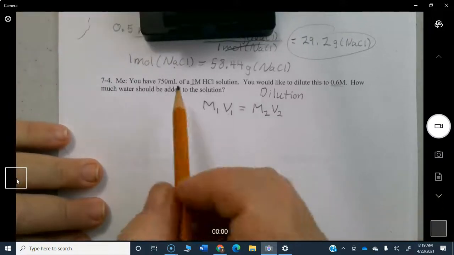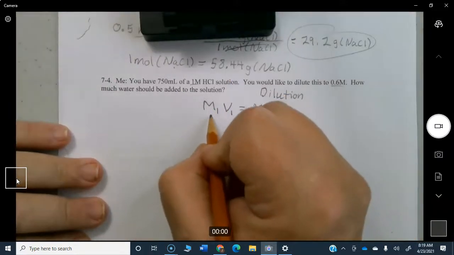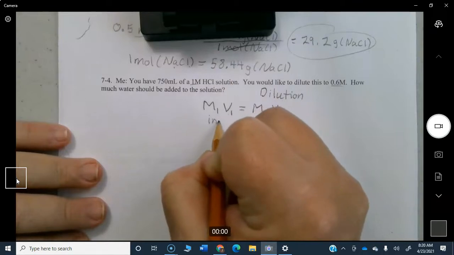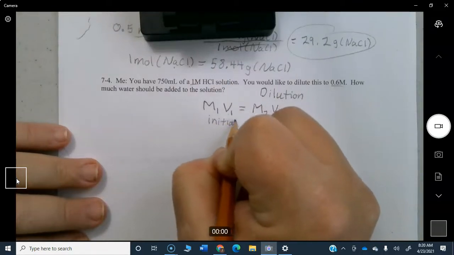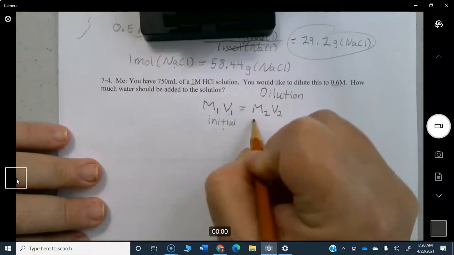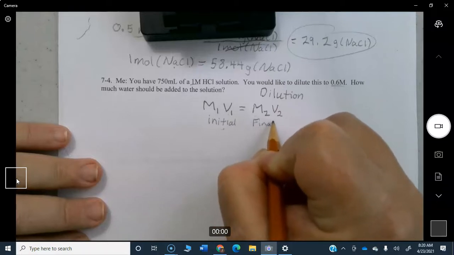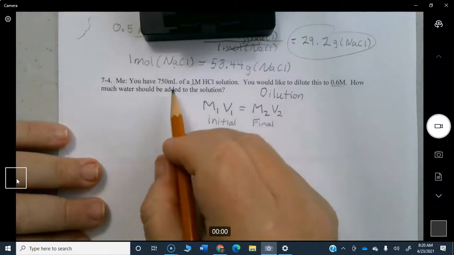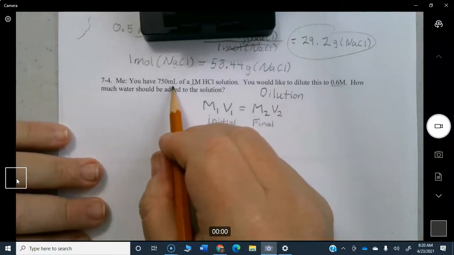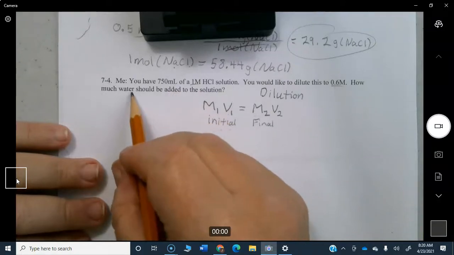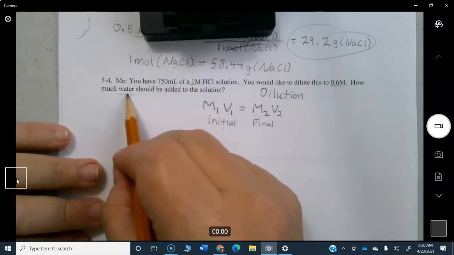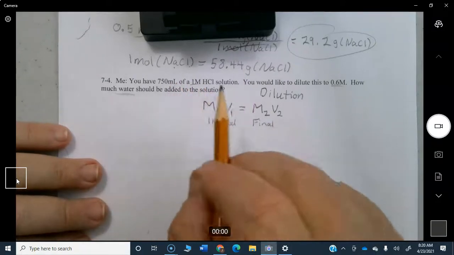It's pretty easy. So our initial, you could think of this as initial. That's beginning. If you're not familiar with initial, it means beginning. And final, this is at the end when you've added the water. All right, so do you have to convert to liters here? No, not really. You're going to get an answer in volume, in liters. It's a volume. So milliliters is fine.